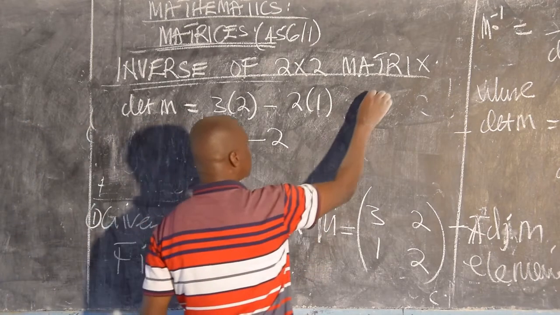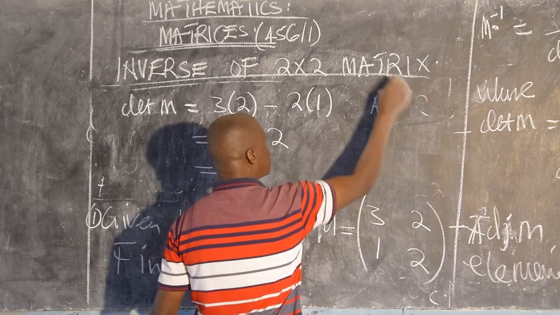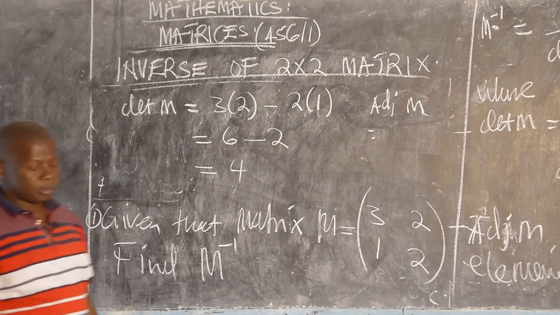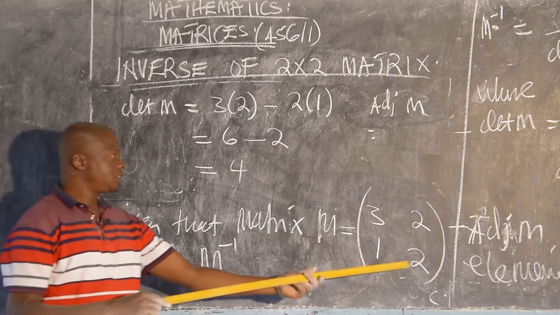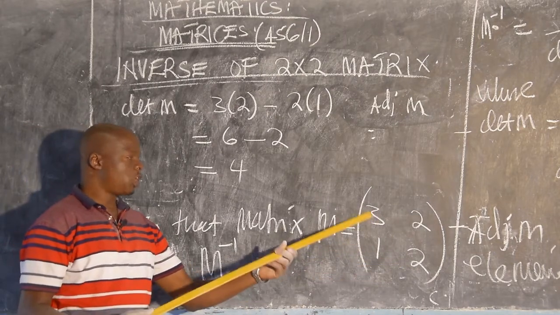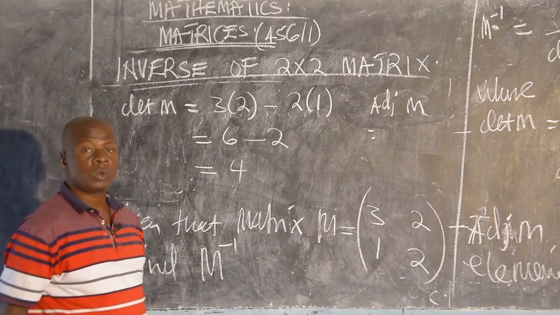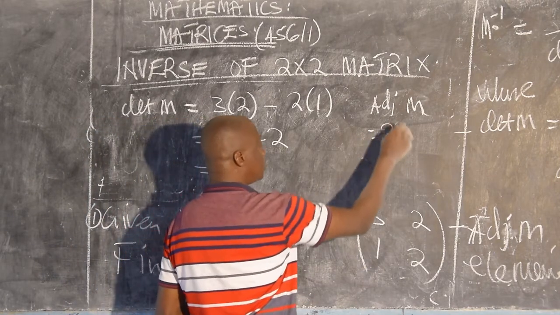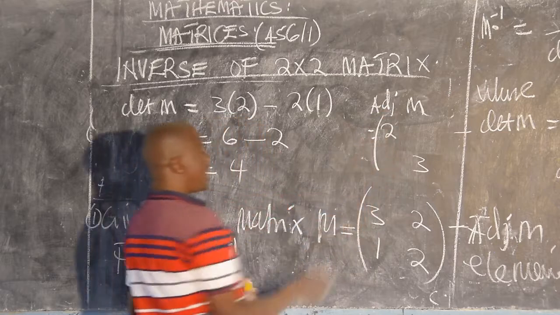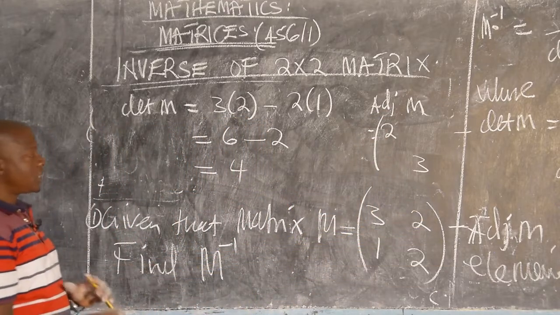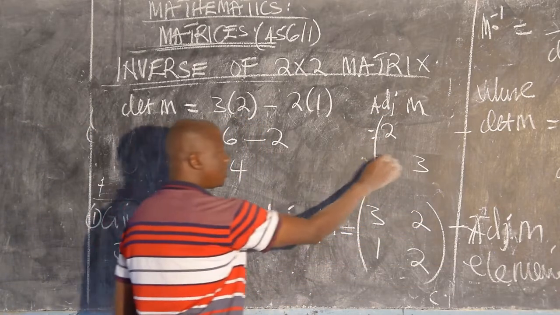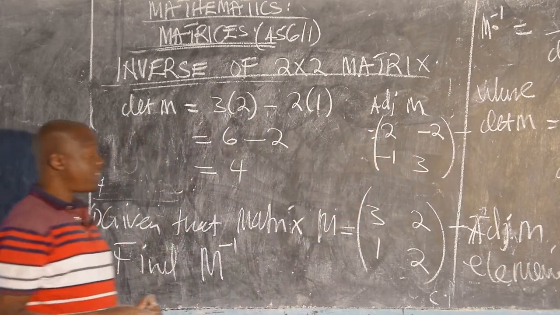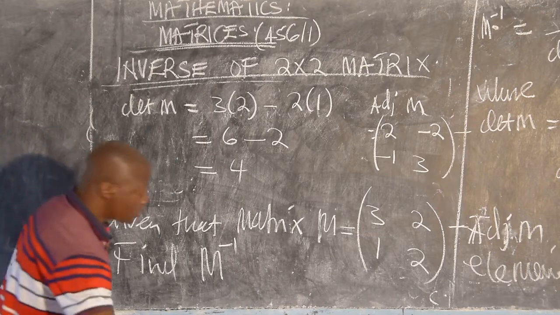What about the adjunct of M? For the adjunct of M, we interchange the position of elements within the major diagonal. So this is 2, 3, whereas the minor changes the sign. We shall have negative 1, negative 2. But that is not the final answer. We go back to the question.